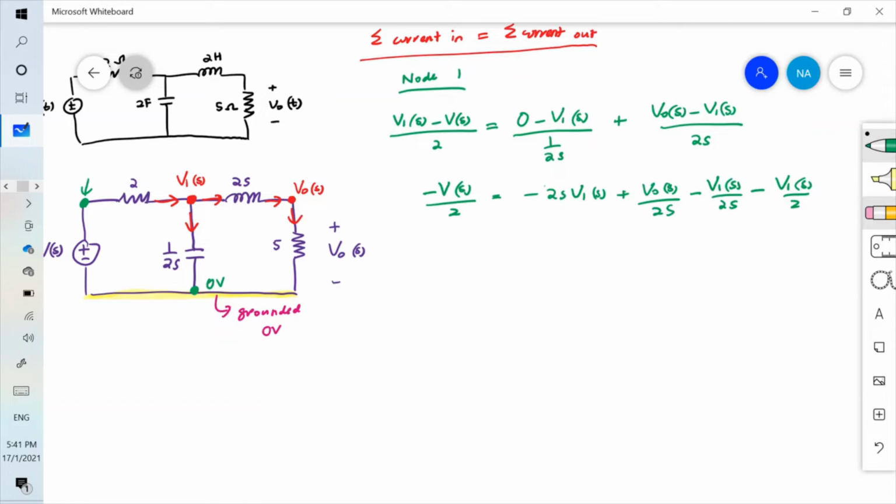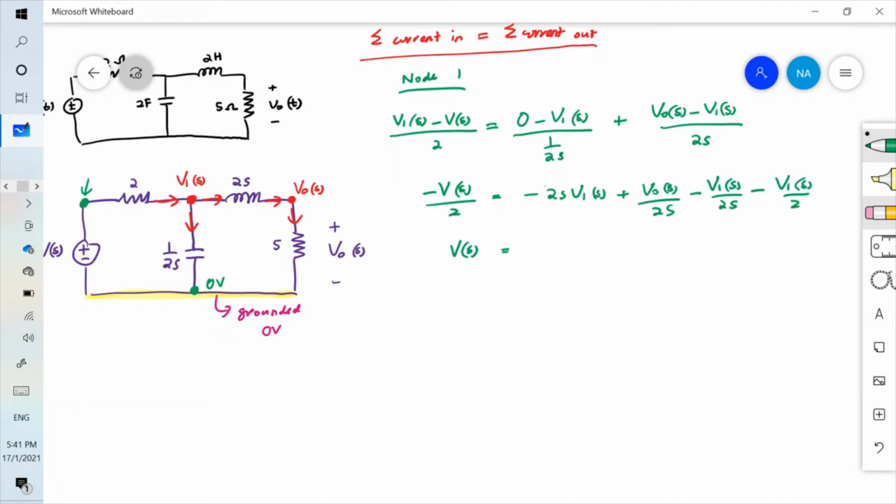Okay, so now put similar terms together, which is you have so many V1s, so please put them together in bracket. Negative 2s minus 1 over 2s. Okay, so let me skip this first, meaning that we're going to remove that negative 1 over 2 on the left hand term, so that it will be easier for us later on.